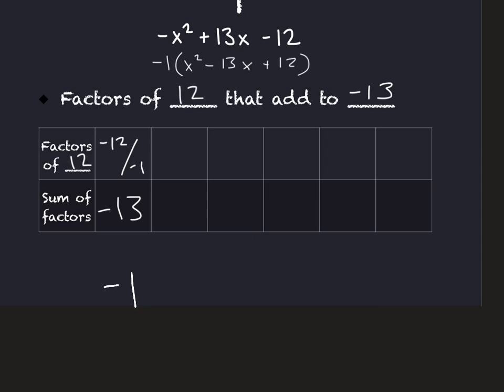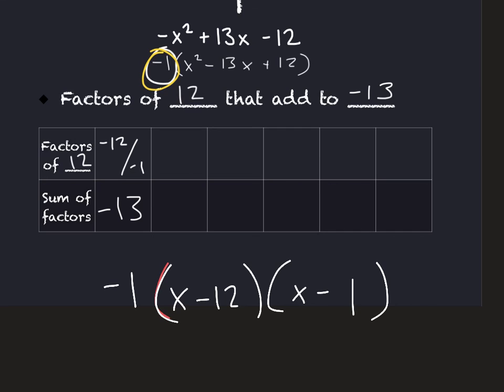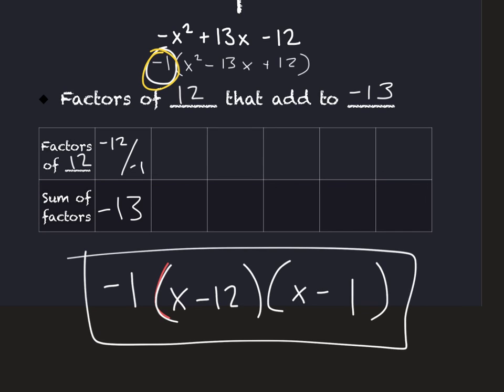So we start off with that negative 1, can't forget it. Since we took it out at the beginning, we need it at the end. And then we have our two sets of parentheses. What goes into our parentheses? X minus 12 and x minus 1. Awesome. So this is our answer.